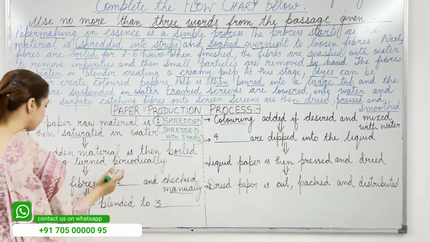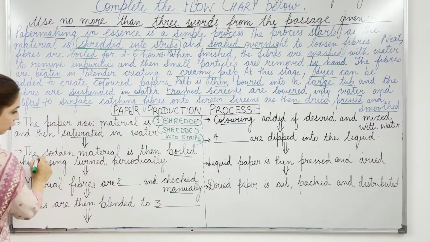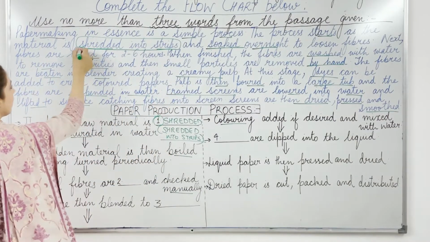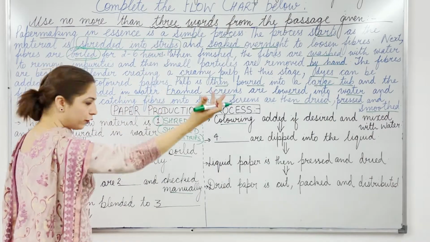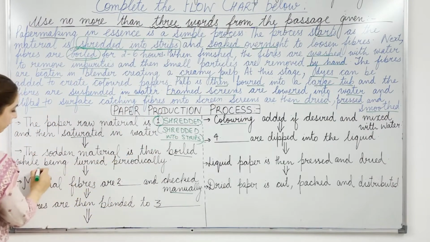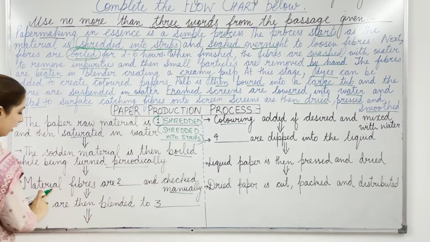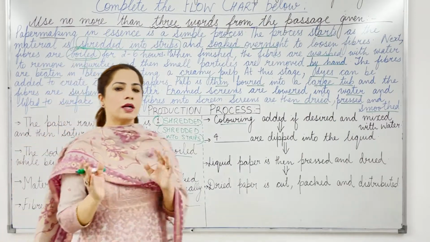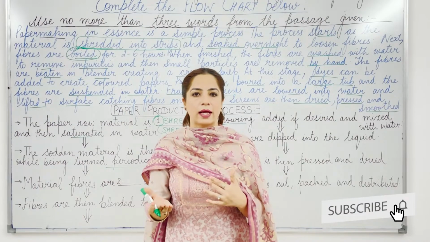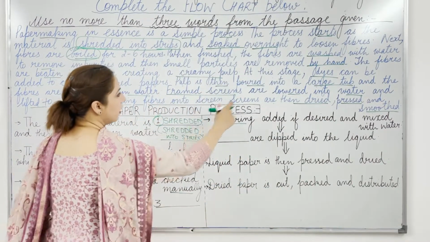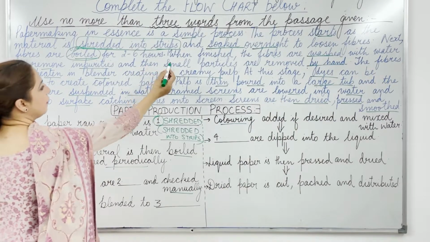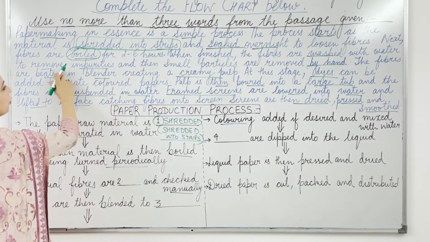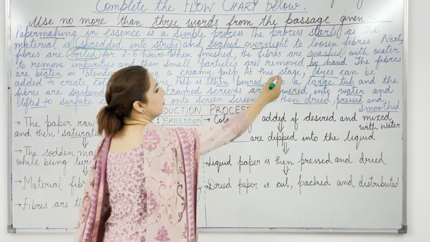Shifting on to the second sentence. Look first: the sorted material is then boiled. Then we look for the word boiled here, where the material was boiled. It is here. That means we don't need to read this statement. Shift on to next. The material is then boiled while being turned periodically. Leave it. Then material fibers are dashed and checked manually. Manually is not with the help of machine. We know what manual means, doing by hand. Okay, so here we read removed by hand. When finished, the fibers are washed with water to remove impurities and then small particles are removed by hand.